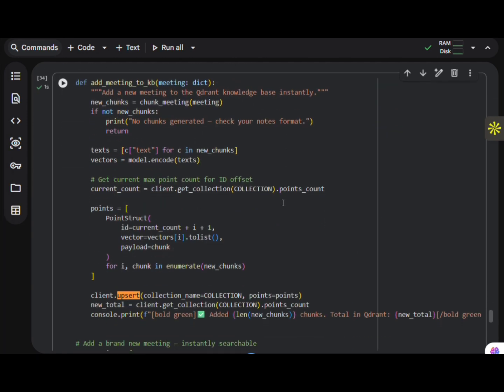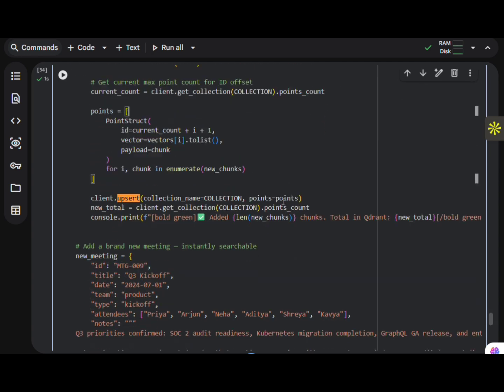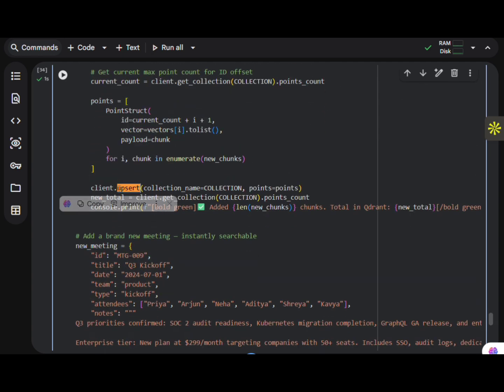Now the very last thing, adding a new meeting. For that, we will take the help of this, which I've already highlighted. It is the upsert function. What this does, I have told you multiple times in many videos of ours, is it makes everything instantly searchable. No indexing needed. And this is how you'd wire it to Notion or Slack as well. Every time notes are saved, they go into Qdrant. So semantic search, payload filtering, chunking, RAG, live ingestion, that's the whole picture.